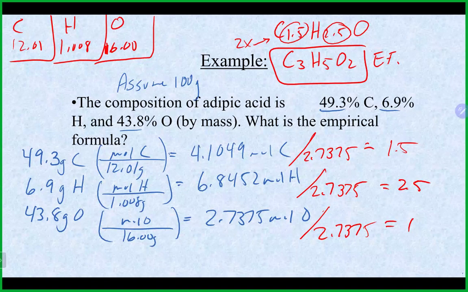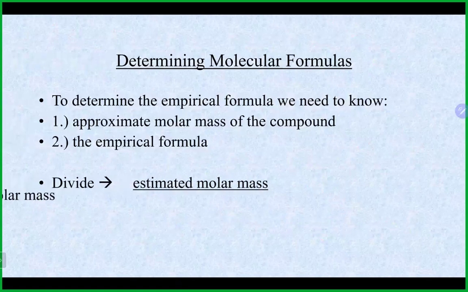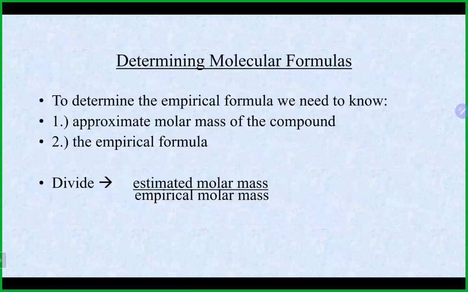Okay, so in addition to empirical formula, we could also calculate the molecular formula. Let's talk a little bit about the things that you do need to calculate the molecular formula. There's really three things that you need to do it. You need the approximate molar mass of the compound. In textbook problems, those are usually given to you.